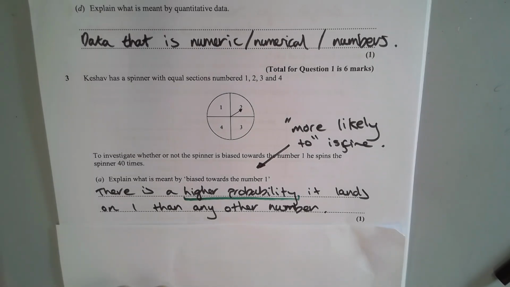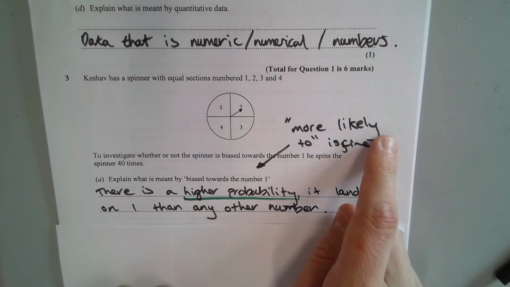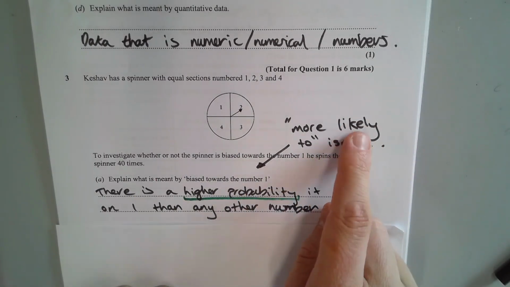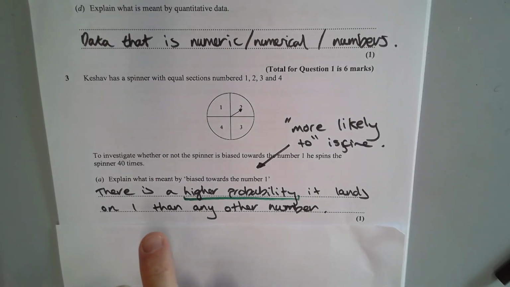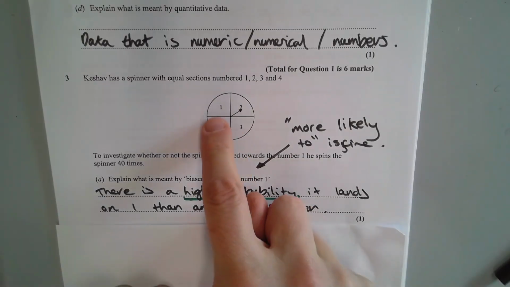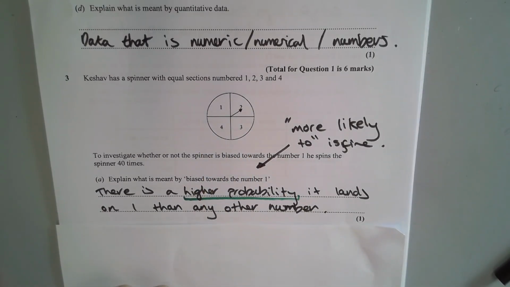Next up, we've got a question about a spinner, and we're asked to explain what is meant by biased towards the number 1. Okay, so this will be when there is a higher probability, or it is more likely, which is fine. You don't have to say higher probability, you could say it's more likely to land on number 1 than any other number. That would be how we explain it.